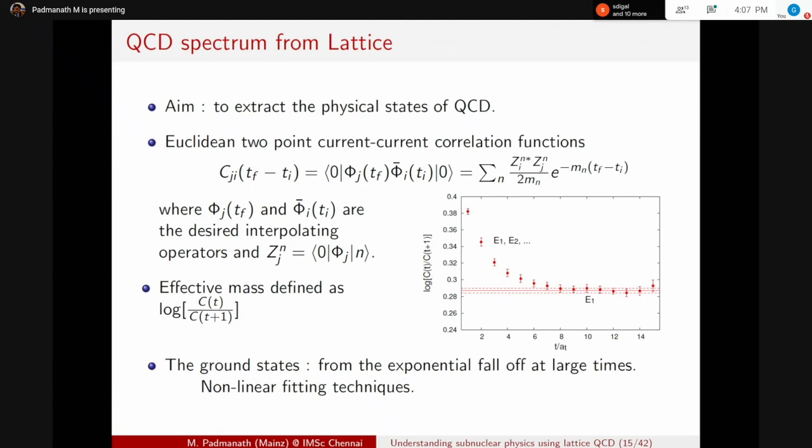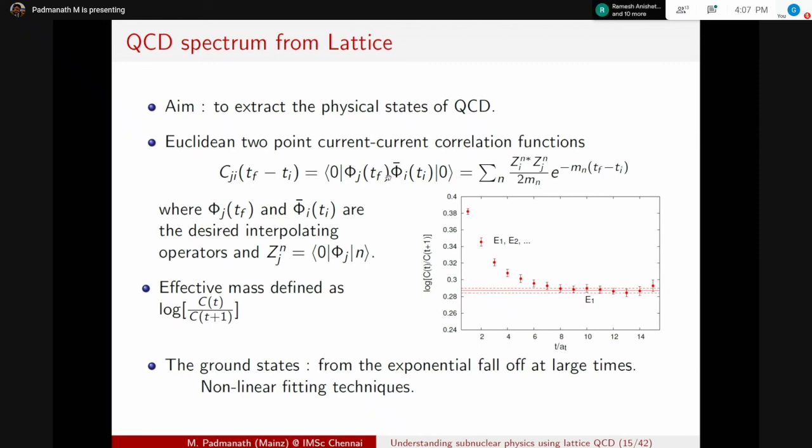Can you give an example? What do you mean by the same type? Okay, same type. For example, you can use an interpolating current for a pseudoscalar at the source and a vector at the sink. This will be zero because the quantum numbers are not the same. But you're free to use an interpolating operator for a pseudoscalar here and an interpolating current for a vector there.